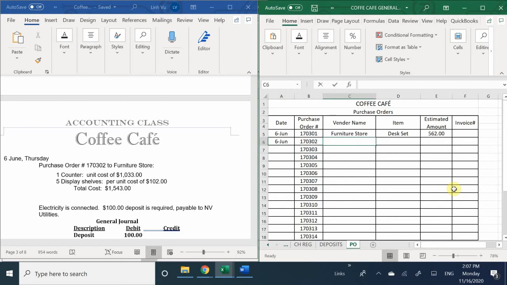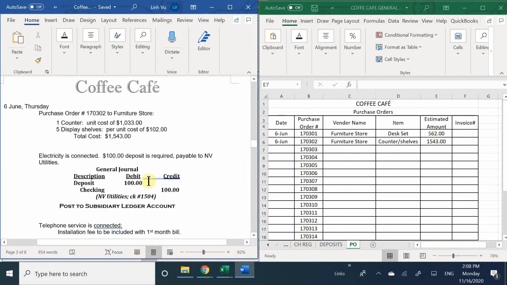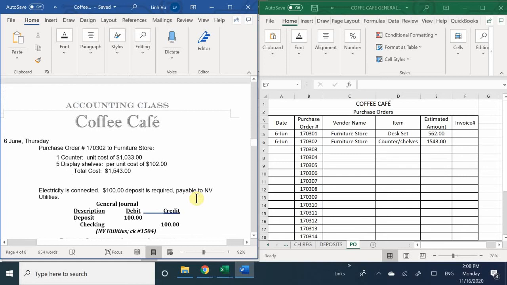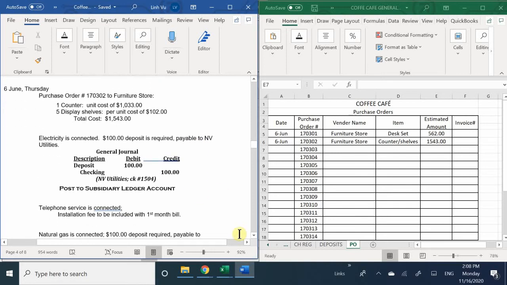So here you go. Furniture Store. And this time you bought a counter and shelves. And it was for $1,543. Okay. All right. So now that we have our purchase orders in, what happened next?